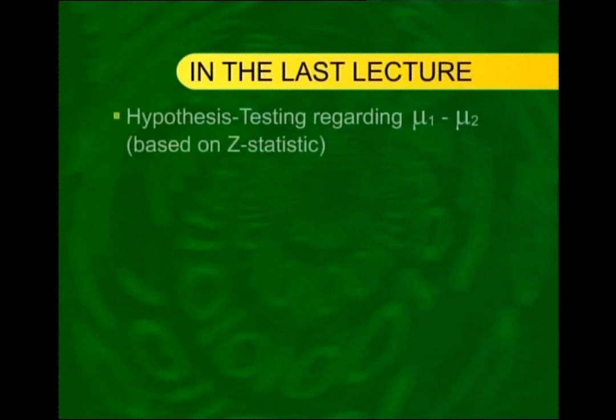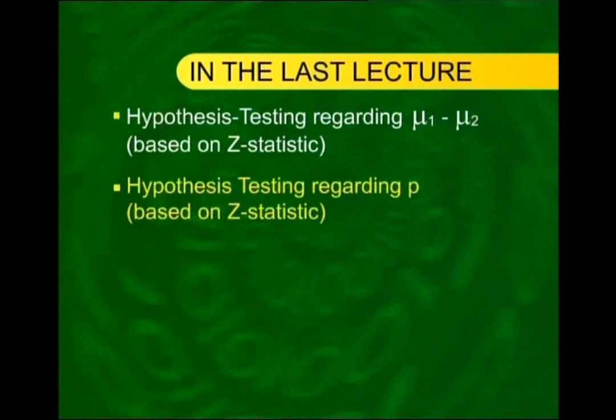Students, you will recall that in the last lecture, I discussed with you hypothesis testing regarding the equality of two population means, mu1 and mu2. After that, we proceeded to hypothesis testing regarding P, the proportion of successes in a binomial population. In today's lecture, I will begin with hypothesis testing regarding two population proportions. Let me explain this concept with the help of an example.